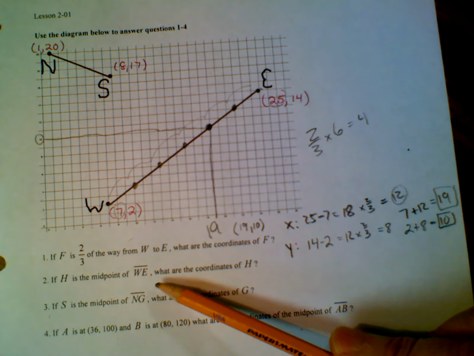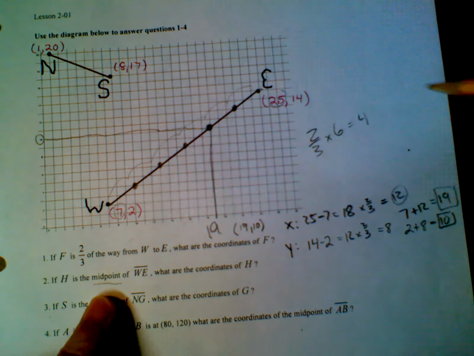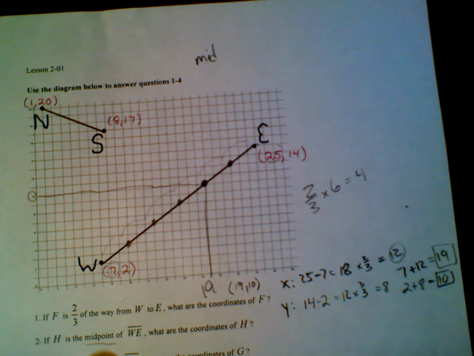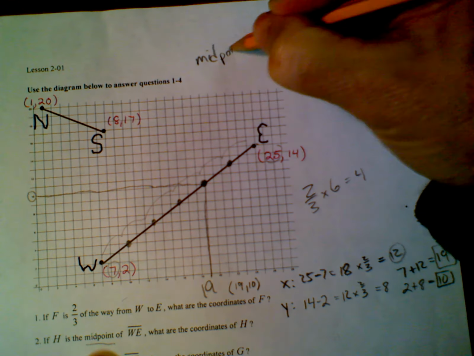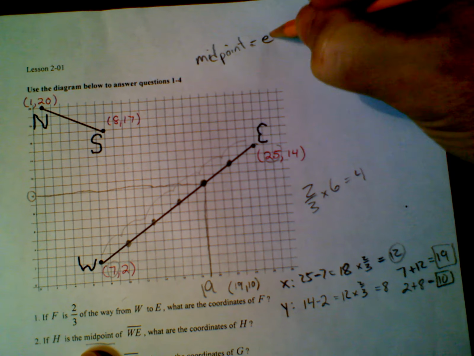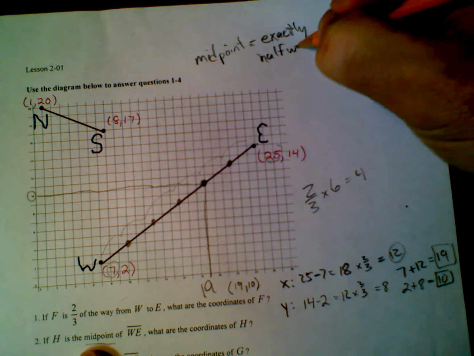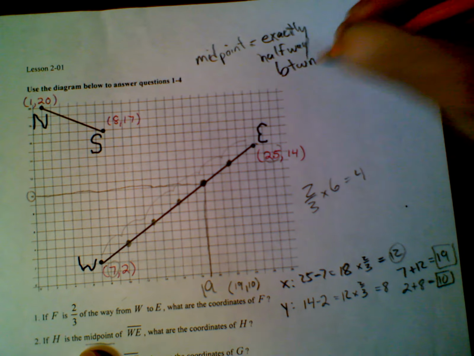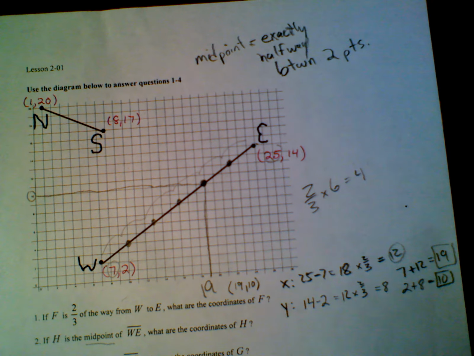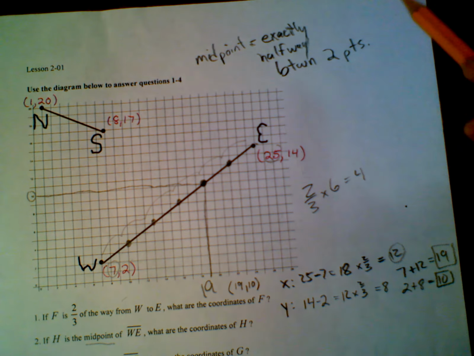If H is the midpoint of WE, now what does midpoint mean, okay? A midpoint, you have to understand this. Midpoint in mathematics has a precise definition. It is exactly halfway between two other points. Exactly halfway. Same distance to one point as it is to the other.